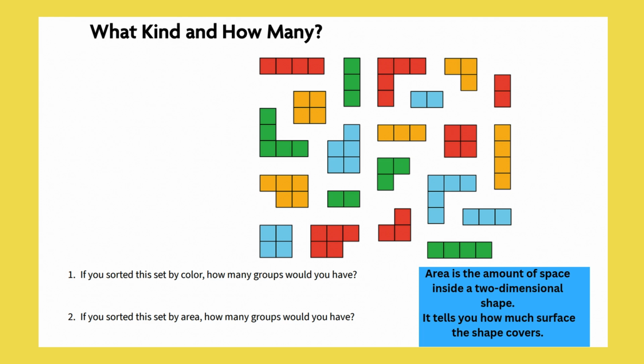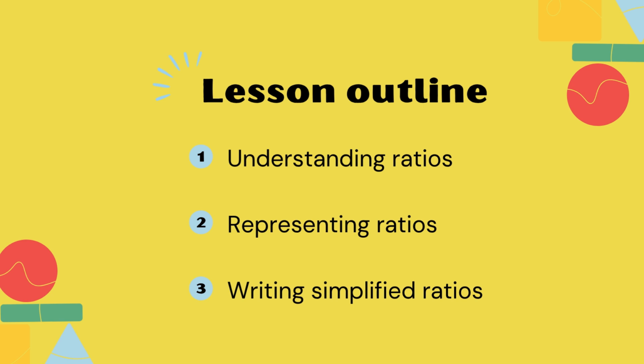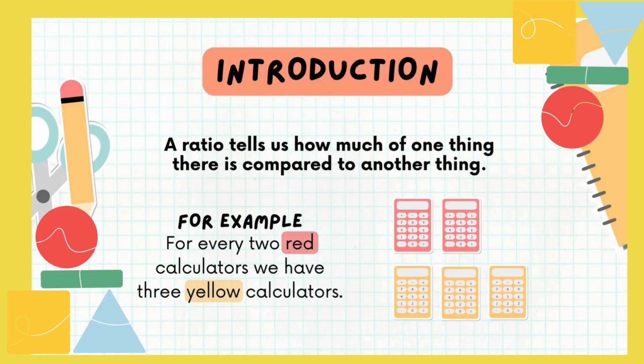Okay, moving right on. Okay, ratio. Today's lesson, we're going to understand ratio, we're going to represent ratio, and we're going to simplify ratios. Okay, what is ratio? A ratio tells us how much of one thing there is compared to another thing. Okay, and the example we have here is for every two red calculators, we have three yellow calculators. So how much of one thing there is compared to the other thing?